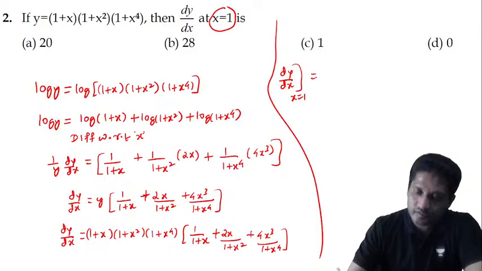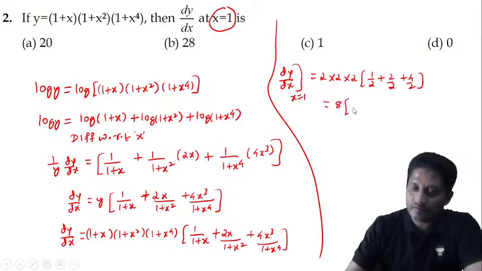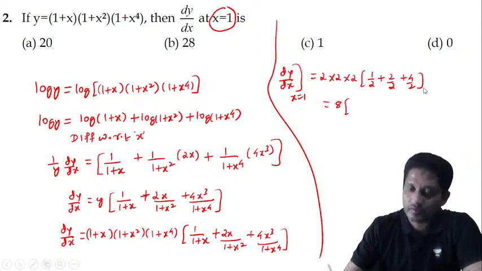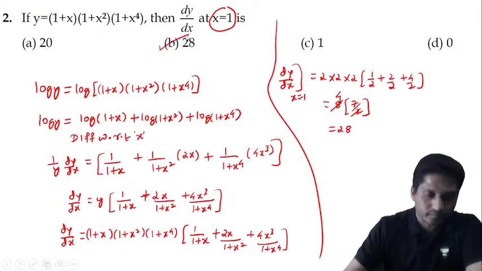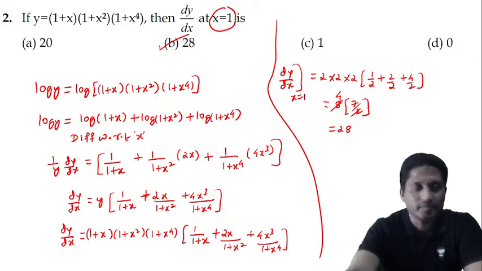This becomes 2 into 2 into 2 into 1 upon 2 plus 2 upon 2 plus 4 upon 2. You get 8 into 1 by 2 plus 2 by 2 plus 4 by 2, which is 7 by 2. 4 will cancel, 7 4s are 28. Answer will be option B. Right? Let's move to the next question. Answer should be B only.